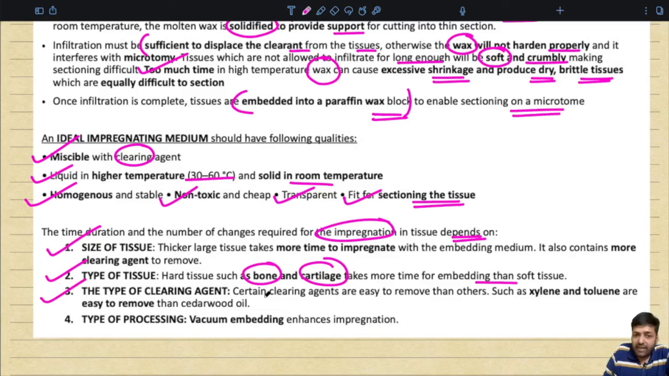The type of clearing agent. Certain clearing agents are easy to remove as compared to others, such as xylene and toluene are easy to remove as compared to cedar wood oil. Type of processing. Vacuum embedding enhances the impregnation method.